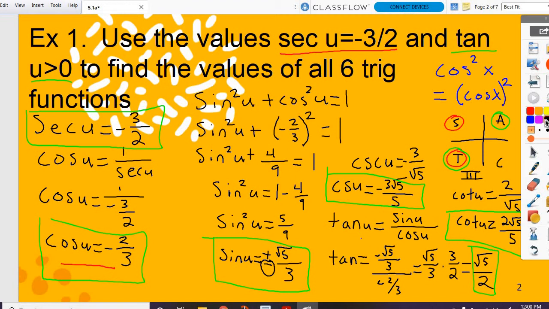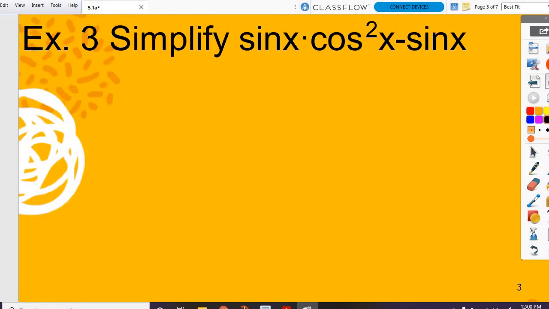So that's one area that we use our identities, is when we're trying to find other trig functions given a specific trig function. The other thing that we can use our identities for is when we have a trig expression, or basically stuff that has trig functions in it, and we need to try and simplify it. So like in this case, notice that we have multiplication, subtraction, and we have 2 different trig functions. So there's a lot going on there. So our goal is to try and simplify it.